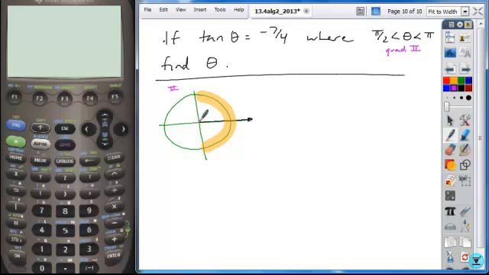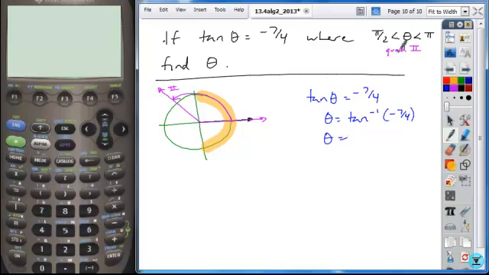Well, so here's our actual angle. We're looking for this full rotation right here, or this rotation from the initial side to this terminal side. All right, if we were to calculate this theta measure given the tangent ratio of -7/4, we're going to take the inverse tan of that ratio.